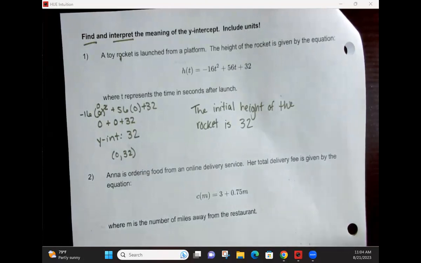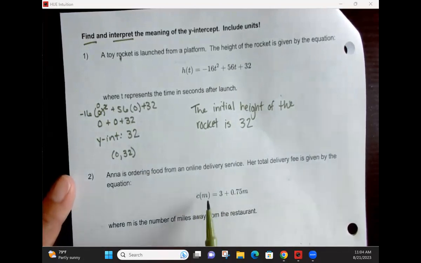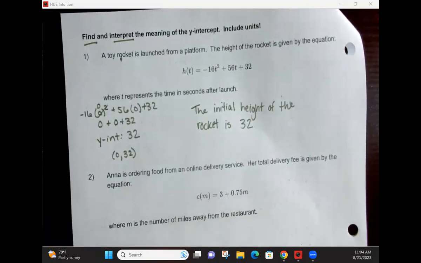Number 2, same idea. Anna is ordering food from an online delivery service. Her total delivery fee is given by this equation here, where M is the number of miles away from the restaurant. So the delivery fee, the cost for this delivery, is equal to 3 plus 0.75 times how many miles away from the restaurant she is.